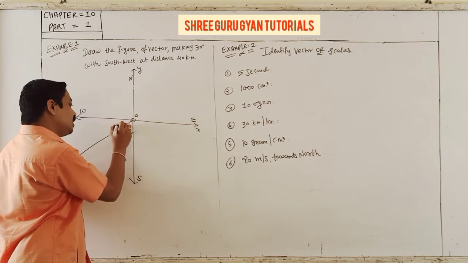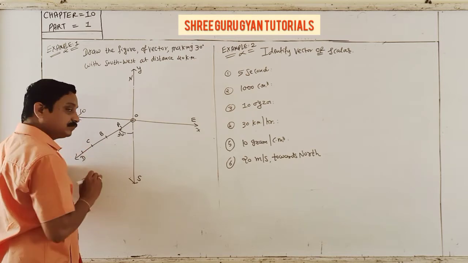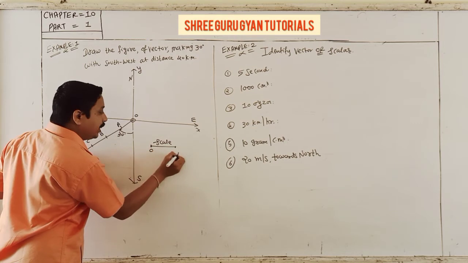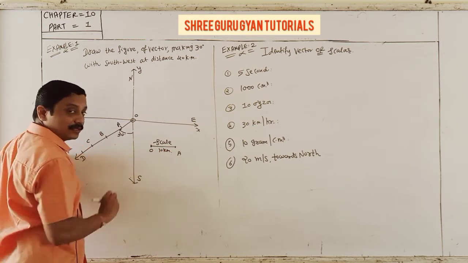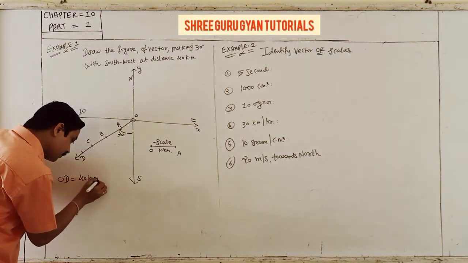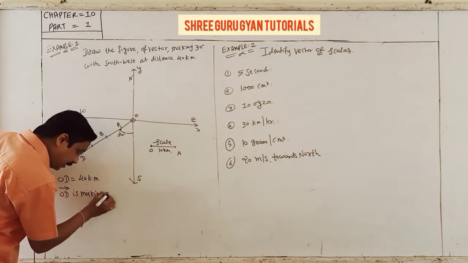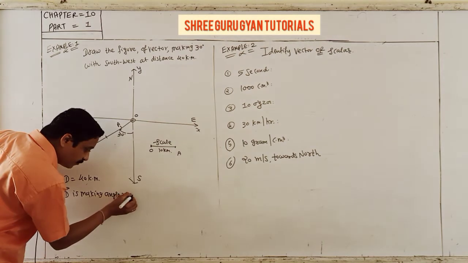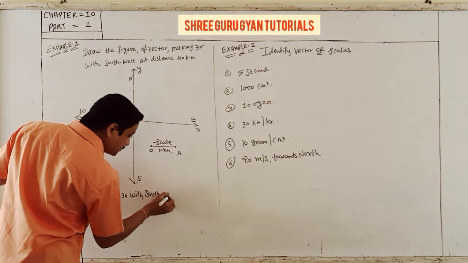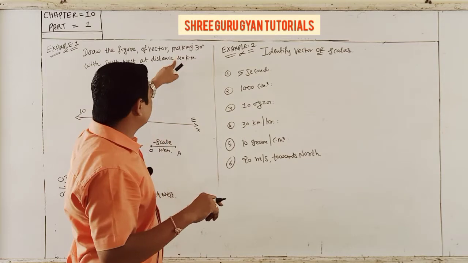So here O to A is 10 kilometers, A to B 10, B to C 10, and here D, and you write down the scale: 1 centimeter O to A is 10 kilometers. So here your answer: O to D is 40 kilometers, and the direction of OD is making an angle of 30 degrees with south west. And here, students, your first presentation for drawing that vector is done.